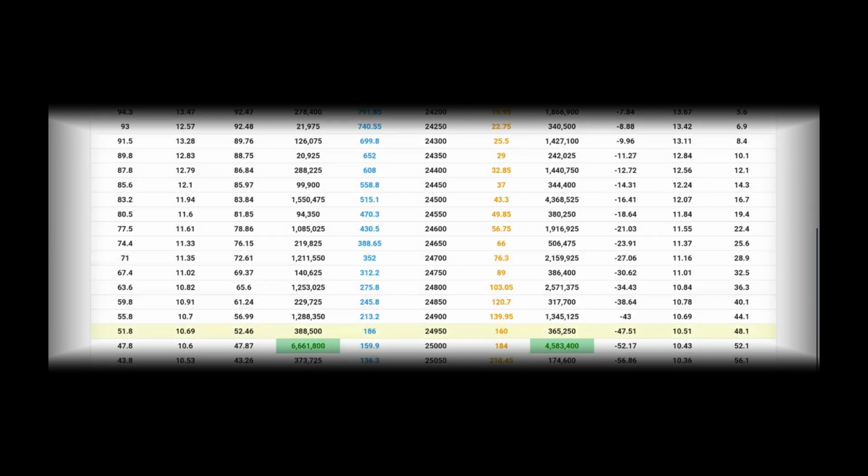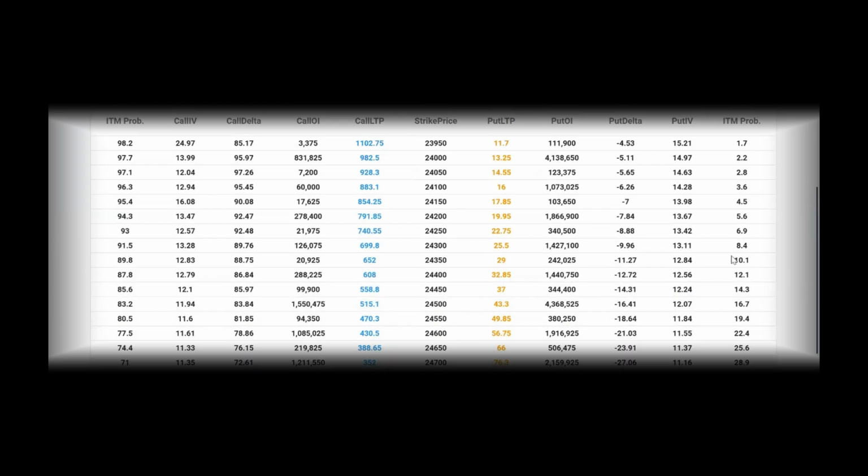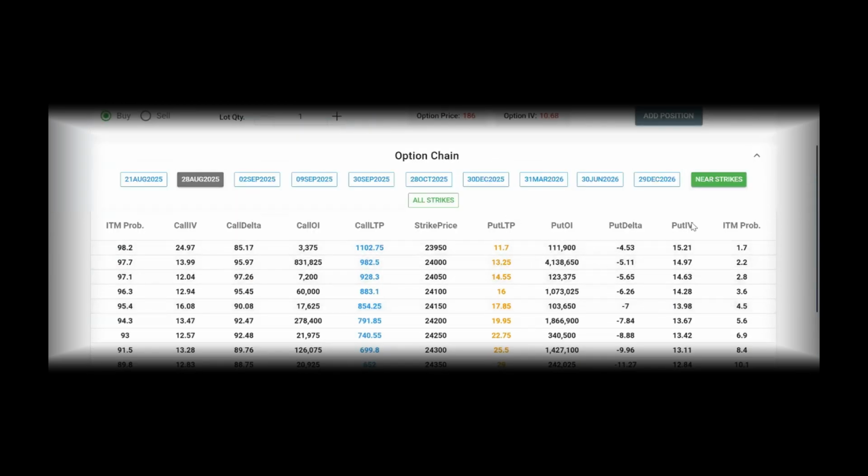These are the various strike prices. You see one particular row is highlighted as yellow. That is because the current market price is around 24,950, which is true. And the data on your right hand side are all put related data, and the ones present on your left hand side are call related data.